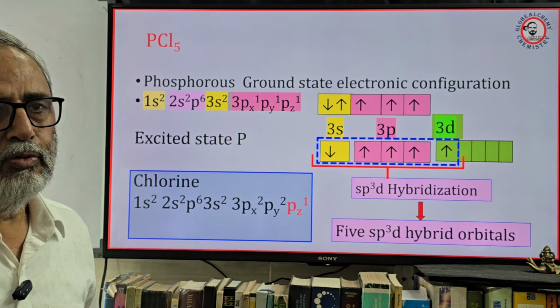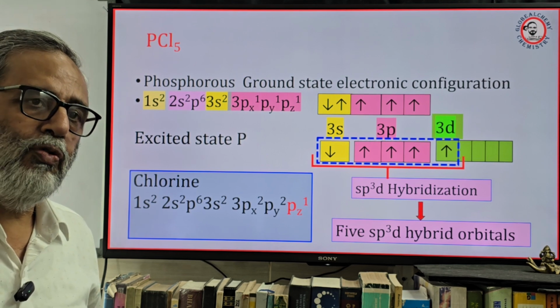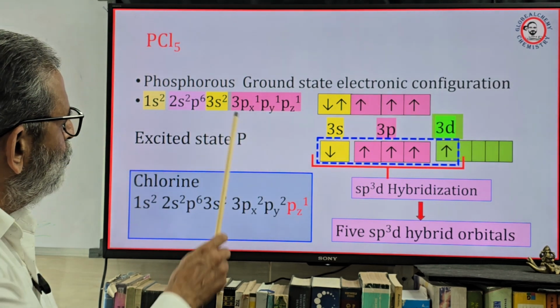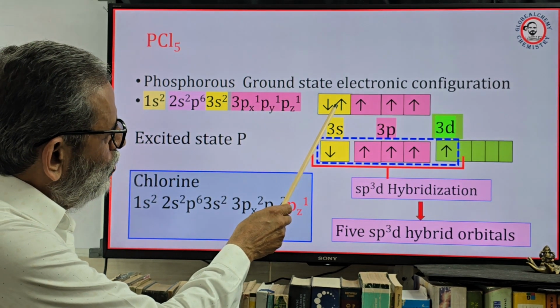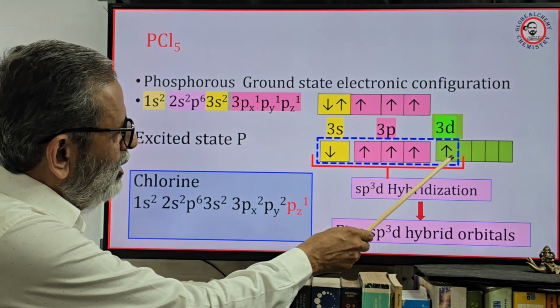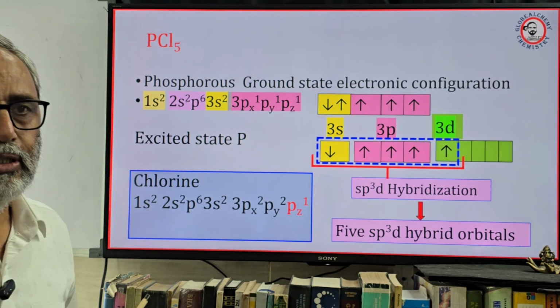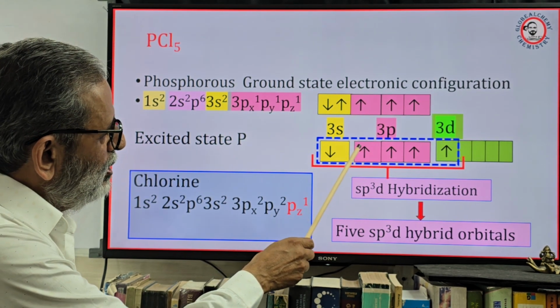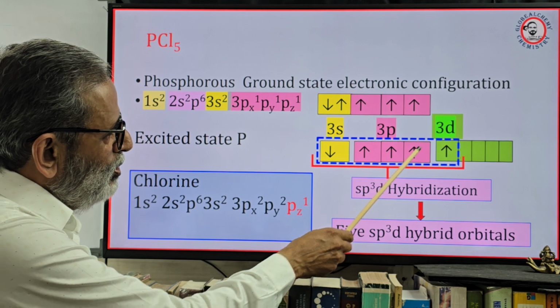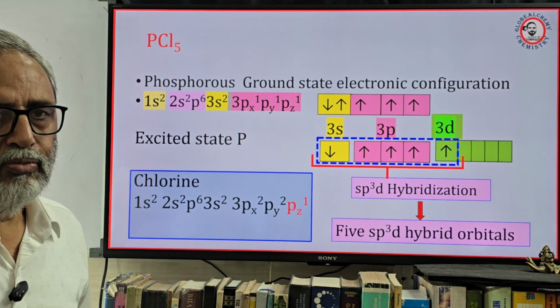But phosphorus is bonded to 5 chlorines. So one electron of the 3s2 is promoted to the 3d orbital in the excited state. Now it has 3s, 3p with 3 electrons, and 3d with 1 electron.